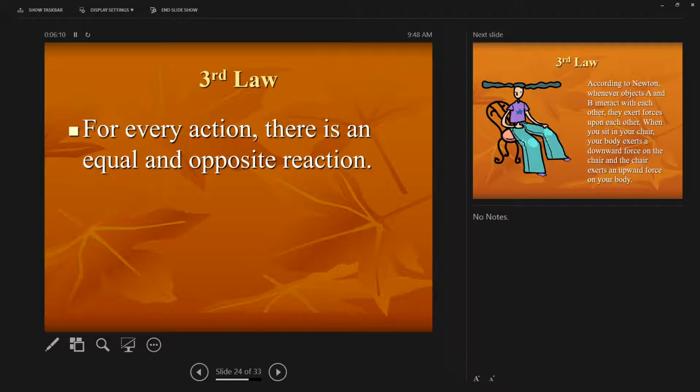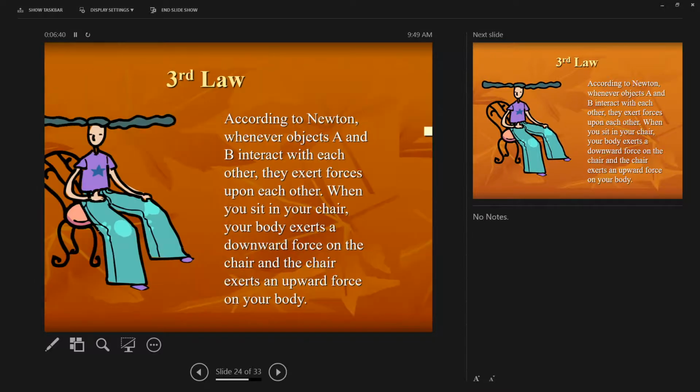So you're standing on the ground. Earth is pulling you down, equal to your weight, but you're not flying to the center of the Earth. Why not? Because the ground is pushing upward on you. And the amount of force the ground is pushing upward on you is equal to your weight, and so you have a net force of 0. It cancels each other out, and hence you don't move. So there's always going to be an equal and opposite reaction for every action.